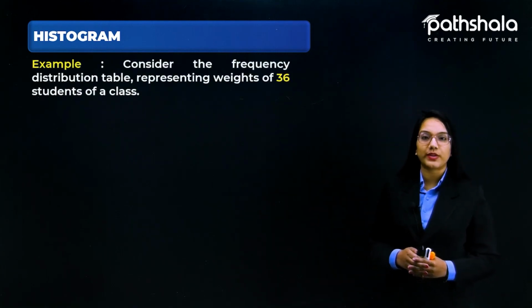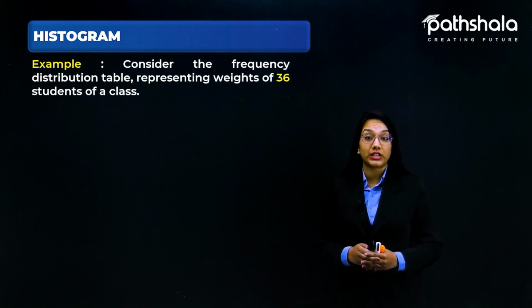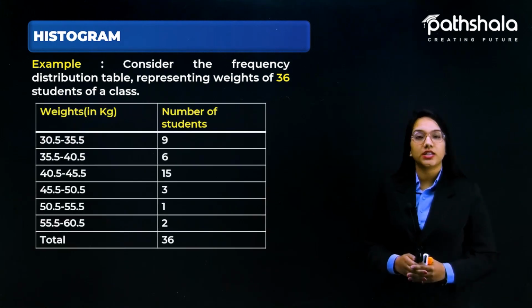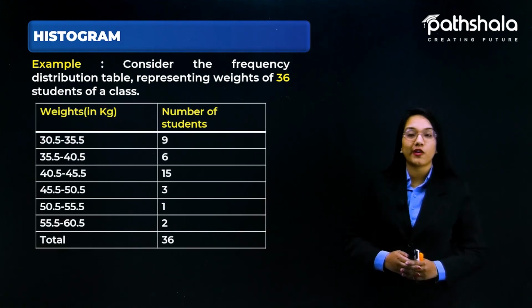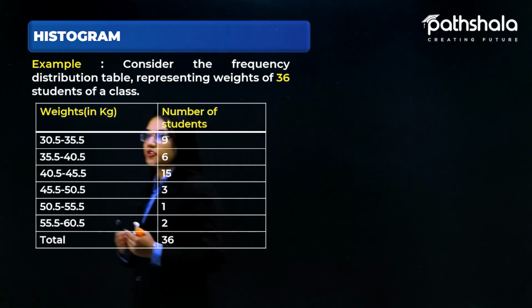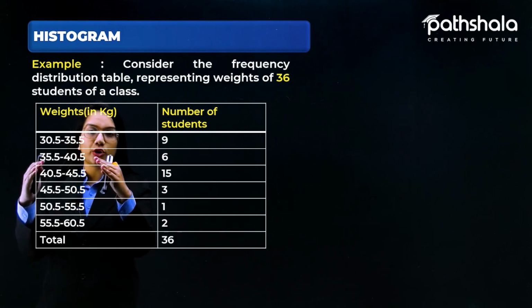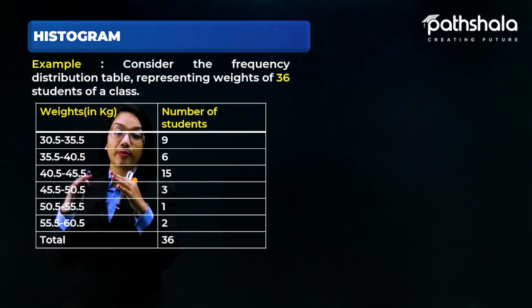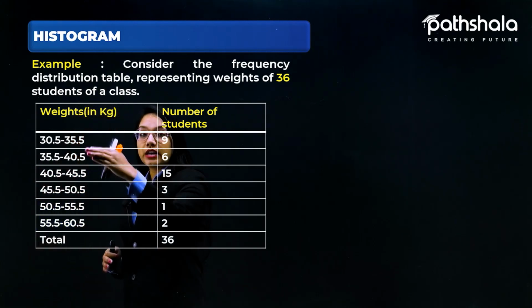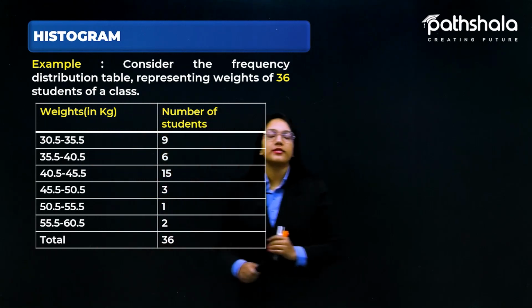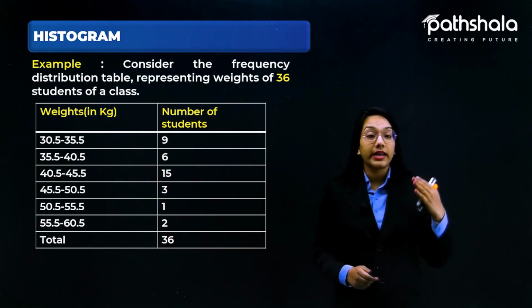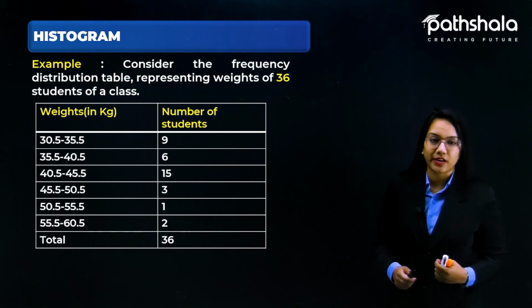It says: consider the frequency distribution table representing the weights of the 36 students of a class. So this is the representation. Now you can see we have the class intervals given to us as 30.5 to 35.5, 35.5 to 40.5, 40.5 to 45.5, and so on. These are the continuous class intervals given to us, and we have to draw a histogram for this particular representation of data.